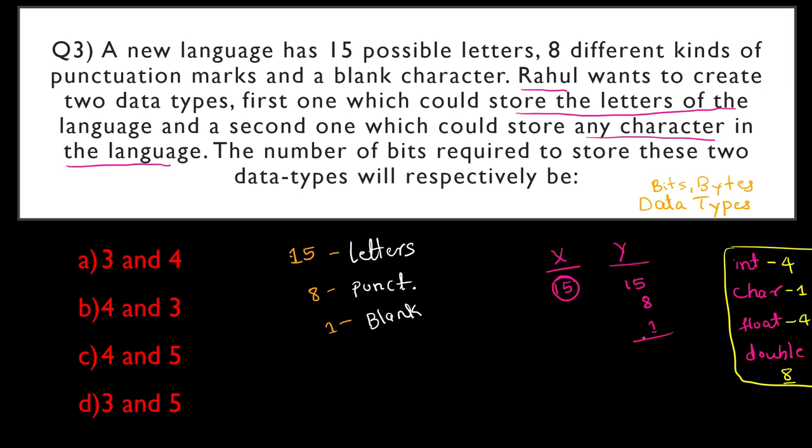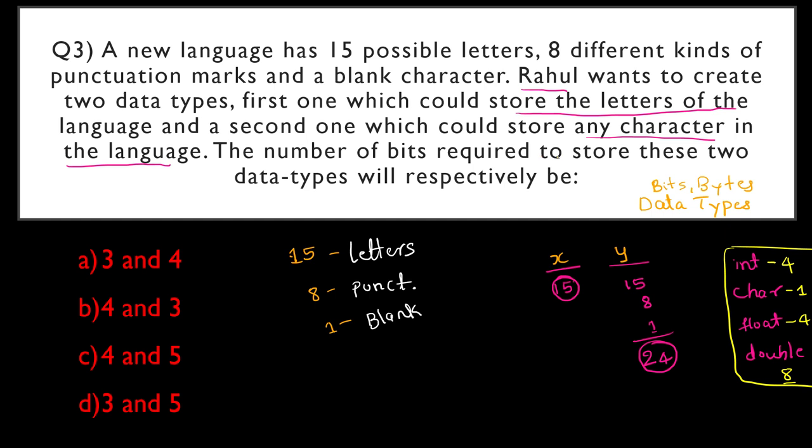So what is the total by adding these three? 15 plus 1 is 16, 16 plus 8 is 24. So he wants to store 24 characters in this new data type Y. Okay, let us write this in different colors so you can clearly see. So X is one data type and Y is another data type.